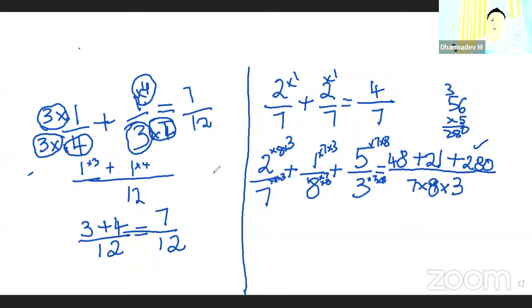Okay, now I need to add them all. So 48 plus 21 plus 280. Why I have not multiplied these things is, I'll tell you the reason. So 8 plus 1, 9, 4, 5, 6 is 8, 14 and 1. So it is 349. Are you getting it?